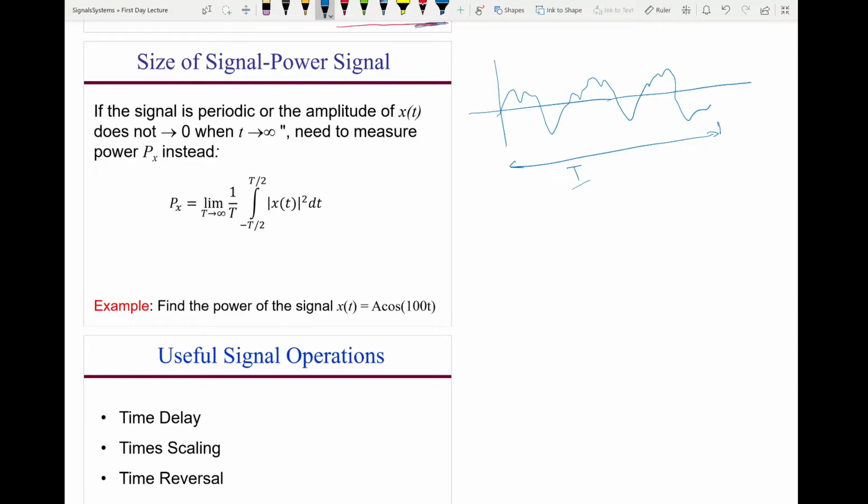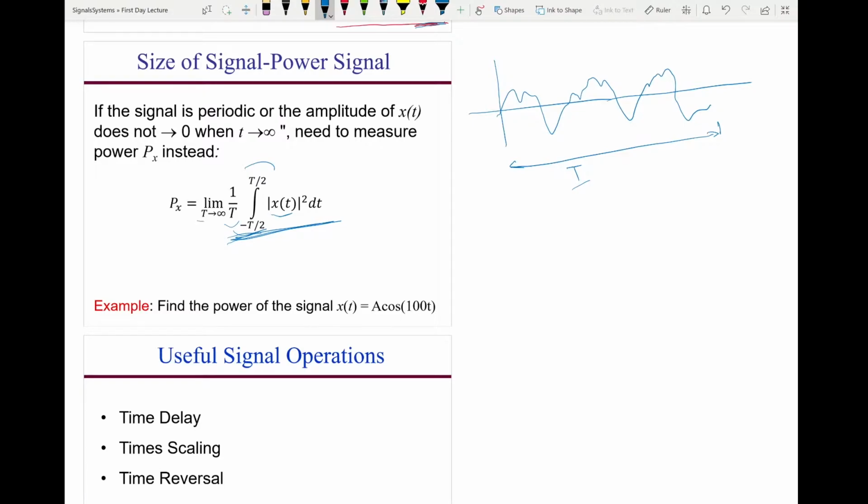So after you make this decision, then the power is calculated as follows. This is similar to the energy. Basically, you take the signal, you square it, and you integrate over a full period from minus T/2 to T/2. And then you average it by dividing by T. One person may take T to be 1 hour, another one may take T to be 5 hours. So you divide by the average, so you will get, for the same signal, almost the same answer.